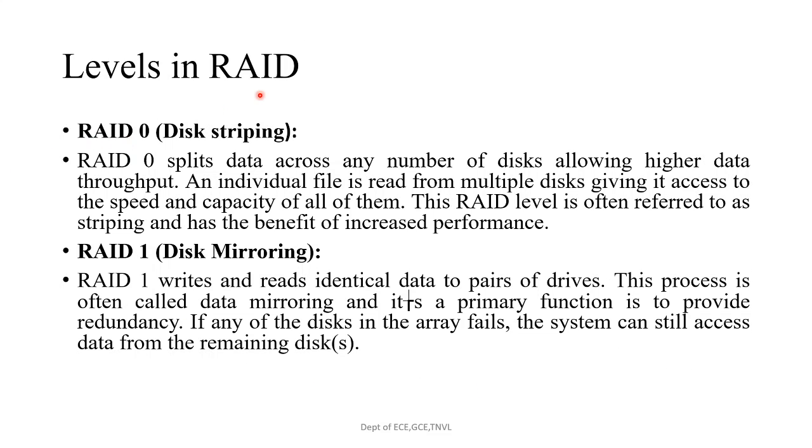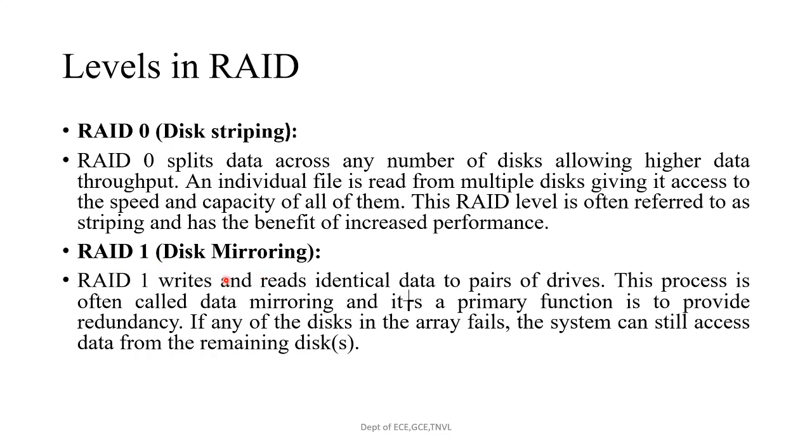So these are the levels in RAID. This is RAID 0, that is disk striping. RAID 0 splits data across any number of disks, allowing higher data throughput. An individual file is read from multiple disks, giving it access to the speed and capacity of all of them. This RAID level is often referred to as striping and has the benefit of increased performance.